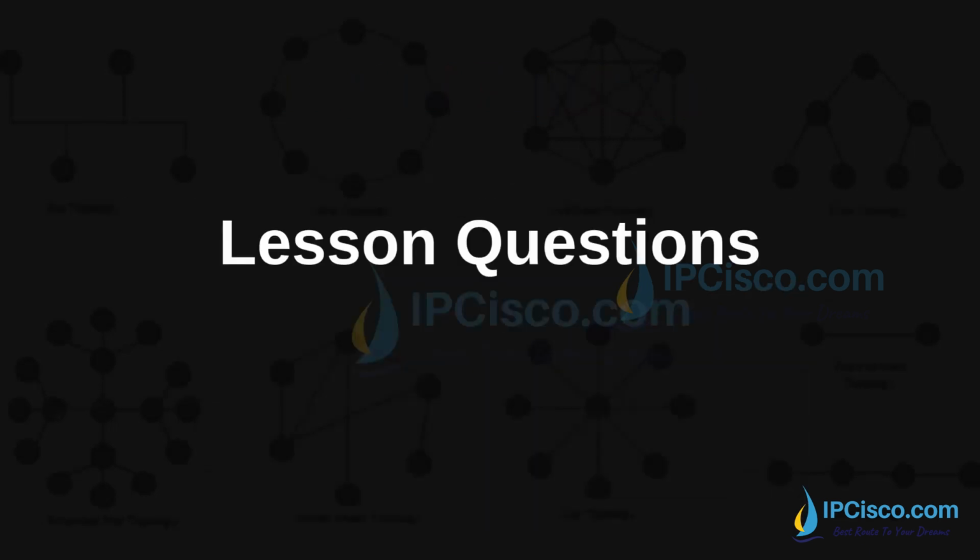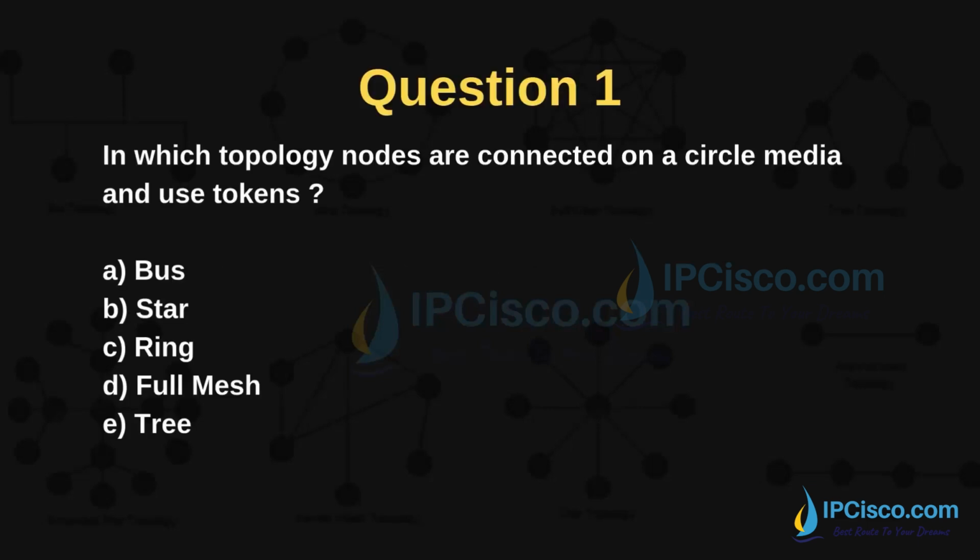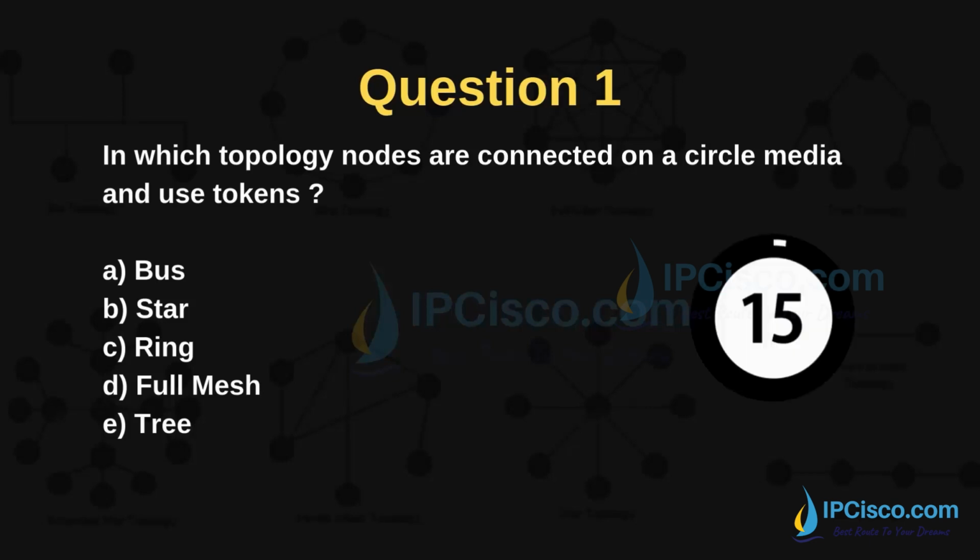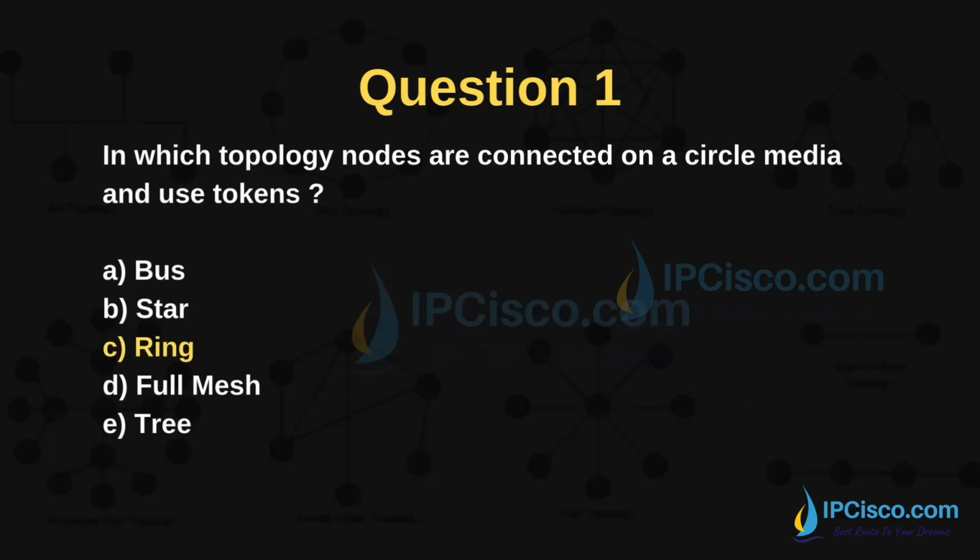Now, it is time to test our knowledge on network topology types. Question 1. In which topology are nodes connected on a circle media and use tokens? Bus, star, ring, full mesh, tree. The answer is ring.